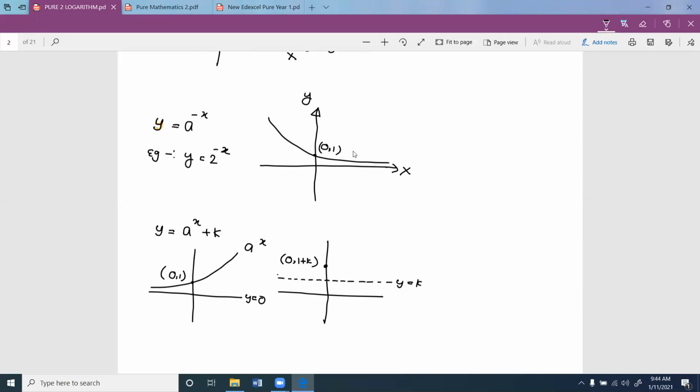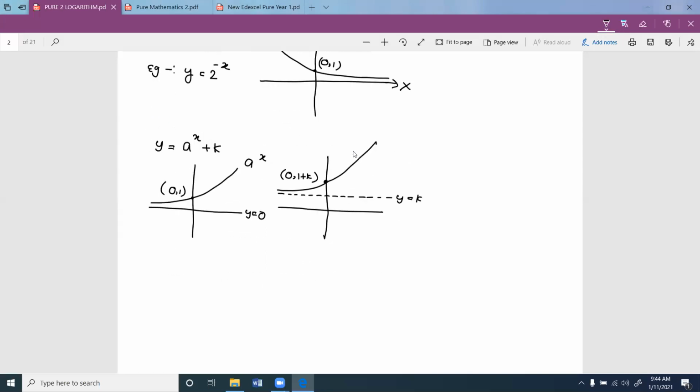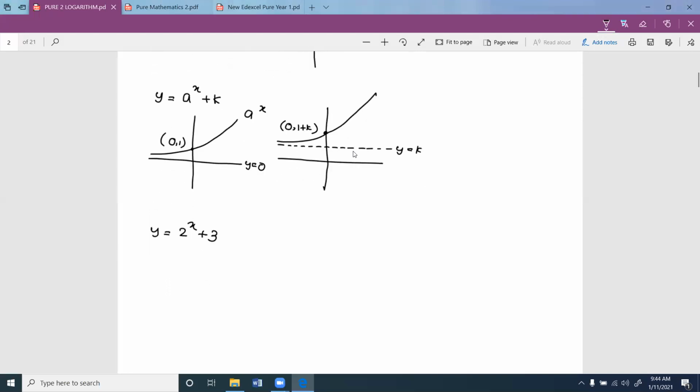That is a transformation where we need to know. We know that if it is just like a graph, for example, I'll get an example and try to explain this. If it is y equals 2 to the power x plus 3, how do you draw it? Initially, let's try to draw the 2 to the power x graph.